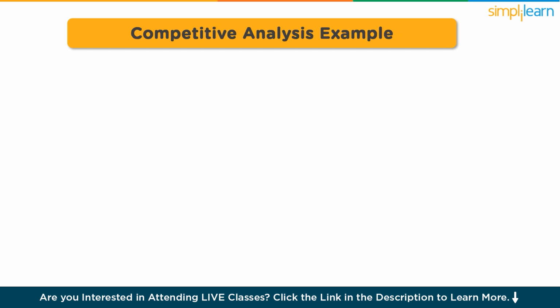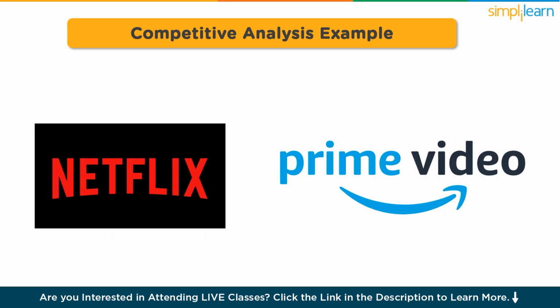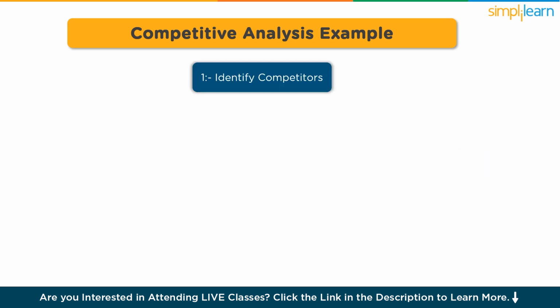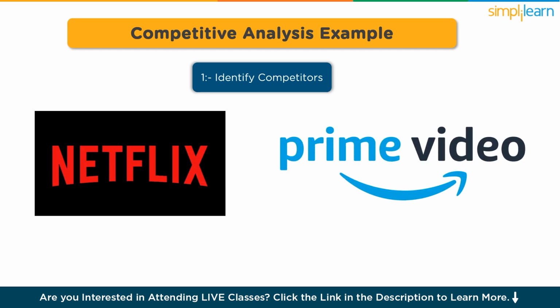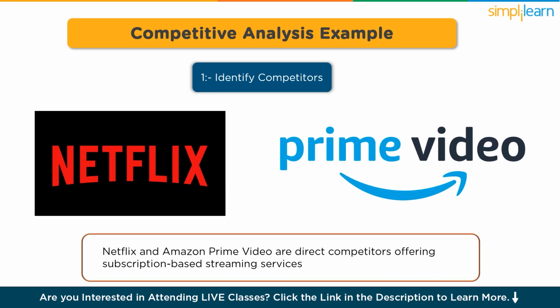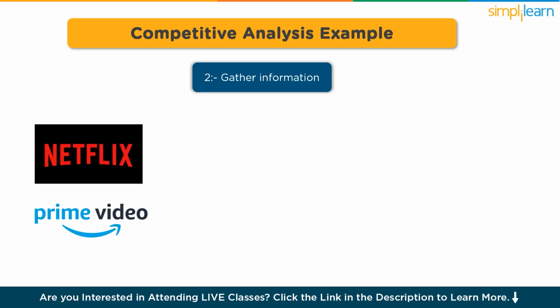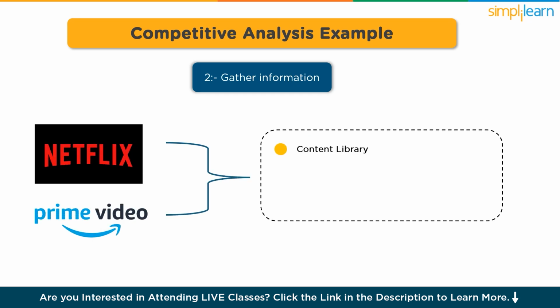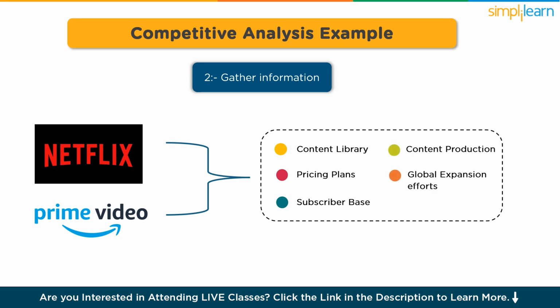Now, let's see a real-life example of competitive analysis in the technology sector. Example. Let's consider a competitive analysis of two major players in the streaming media industry, Netflix and Amazon Prime Video. 1. Identify competitors. Netflix and Amazon Prime Video are direct competitors offering subscription-based streaming services. 2. Gather information. Research each company's content library, pricing plans, subscriber base, original content production, and global expansion efforts.